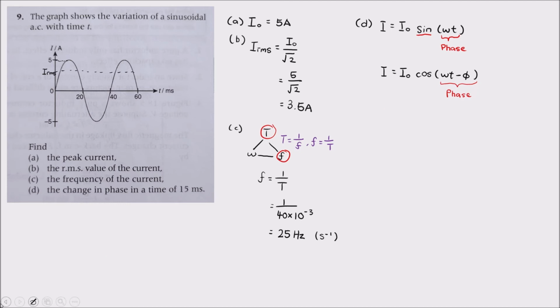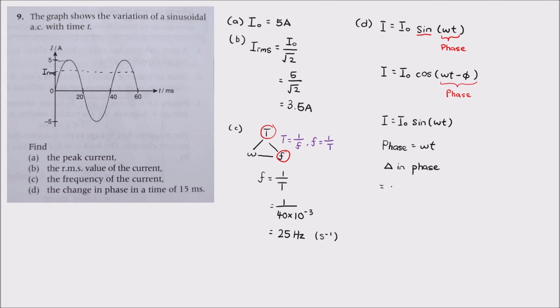In this case, you can see that it's a clear sine curve. It's just an I equals I naught sine omega t curve. So our phase will be equal to omega t. So we need to find the change in phase. I still don't really prefer to write phi because phi is usually used to represent phase angle. But in this case, they're asking for change in phase. Let's just write change in phase.